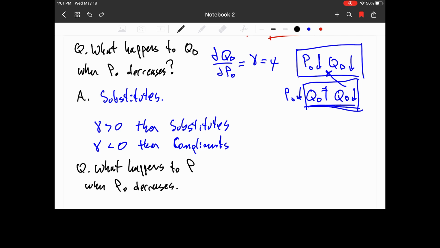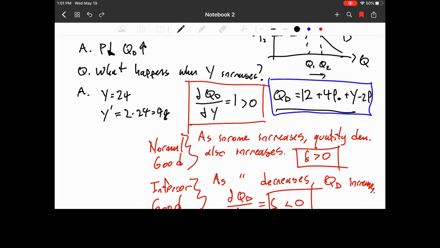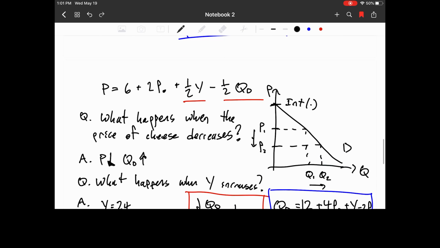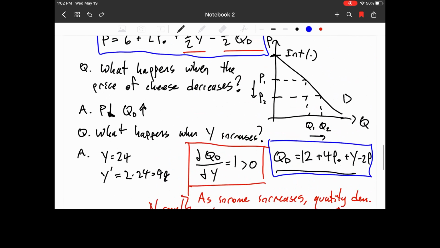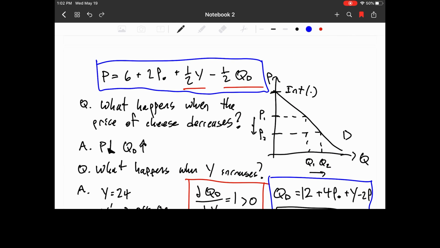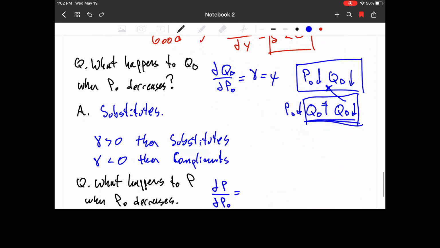And for this one, it's easier, instead of looking at the demand equation, to look at the inverse demand equation, which is this one here. So the answer to this question is the derivative of P with respect to P0. To do this, we just look at our inverse demand equation, and we can highlight this 2 as the value of the derivative.